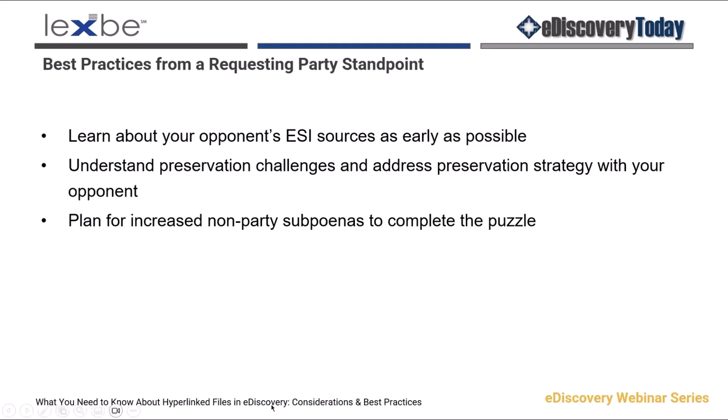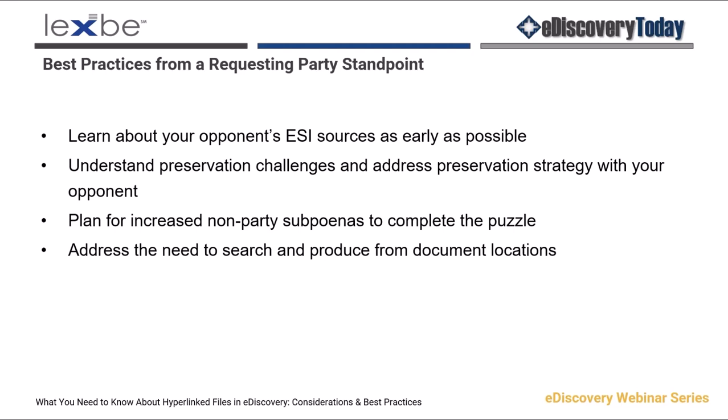You also need to address the need for your opponent to search document locations of its custodians and produce ESI that's responsive, regardless of the ability to link those files to emails and messages. It may be burdensome to produce them as modern attachments, but it shouldn't be burdensome to produce them independently, and you should push your opponents to do so.